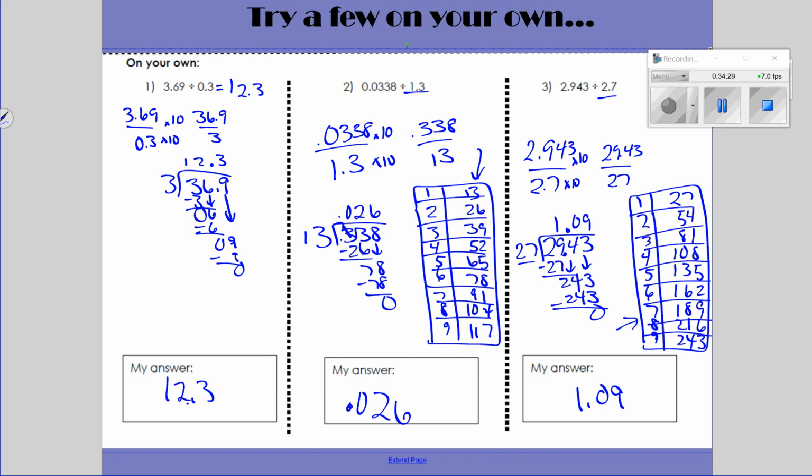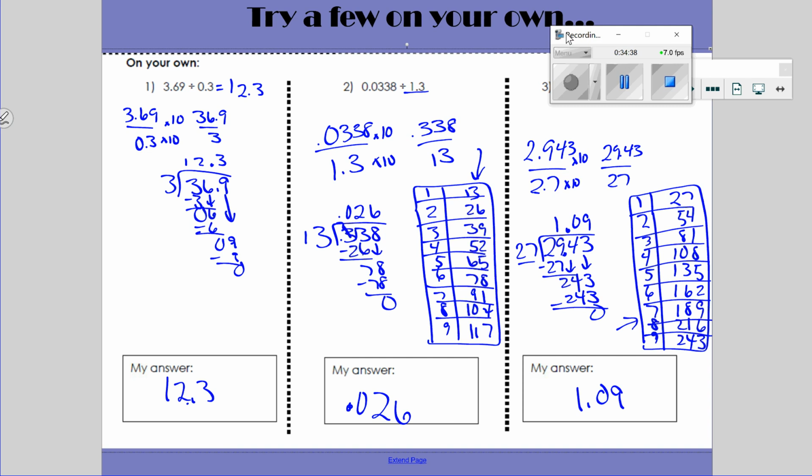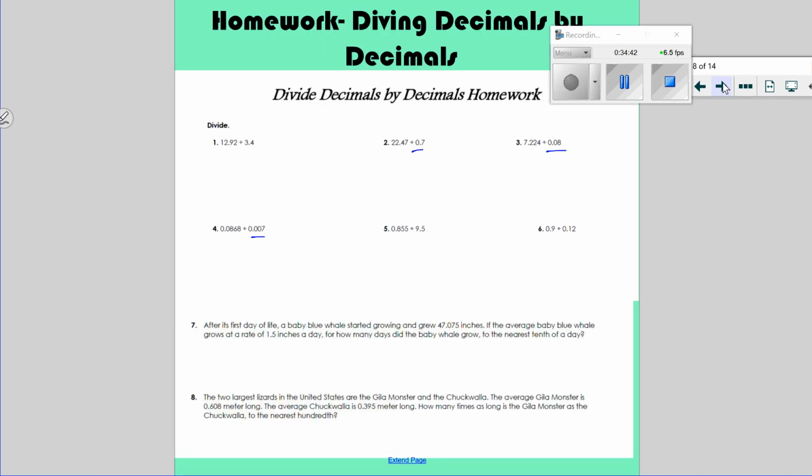Any questions on any of those 3? Okay, let's turn the page. Now, turning the page is your homework. So here is your homework.